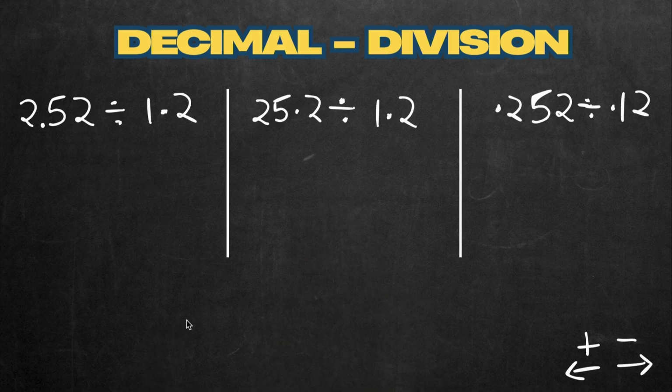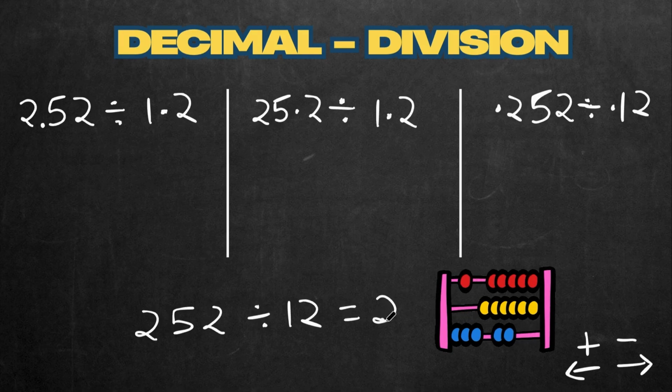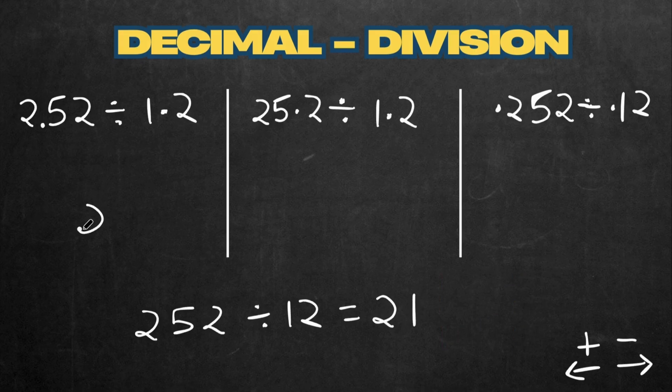Now as you see, in all three cases the basic numbers are the same: 252 divided by 12, in various combinations of decimal points. Let's do the basic division. It should give us the answer of 21. So let's place this 21 in all three sections, and we will now see how to adjust the decimal point, right?